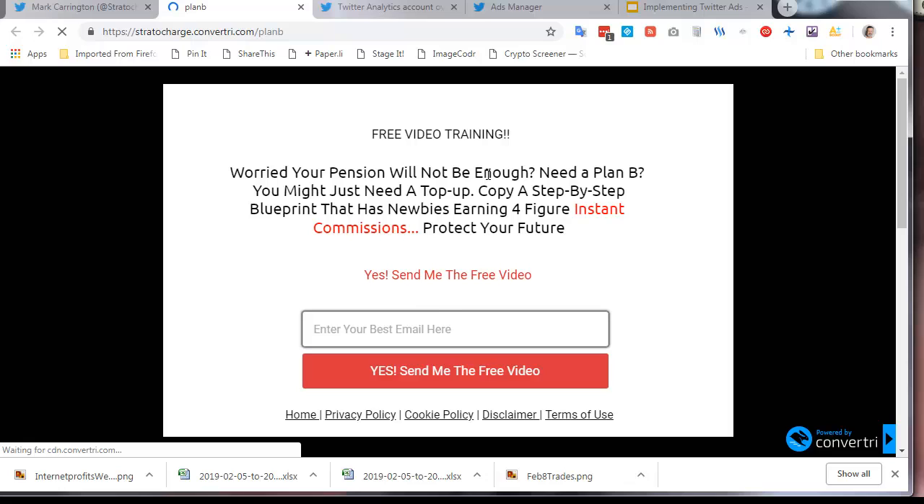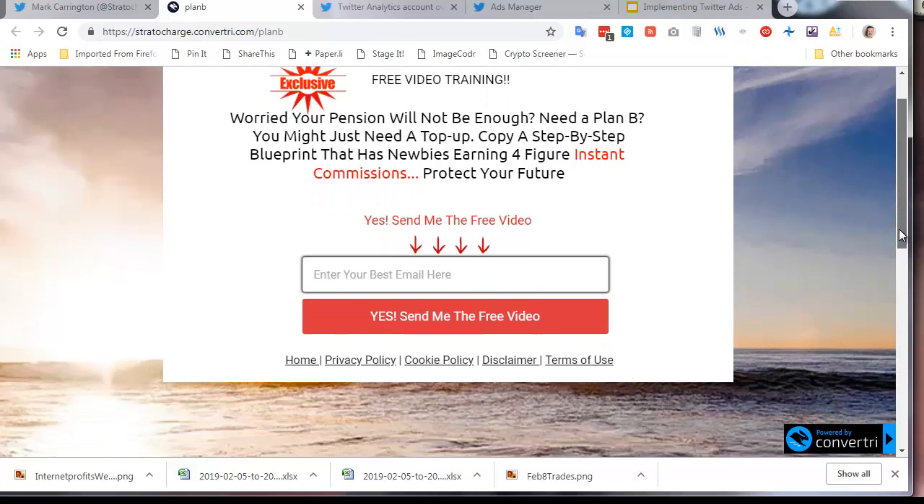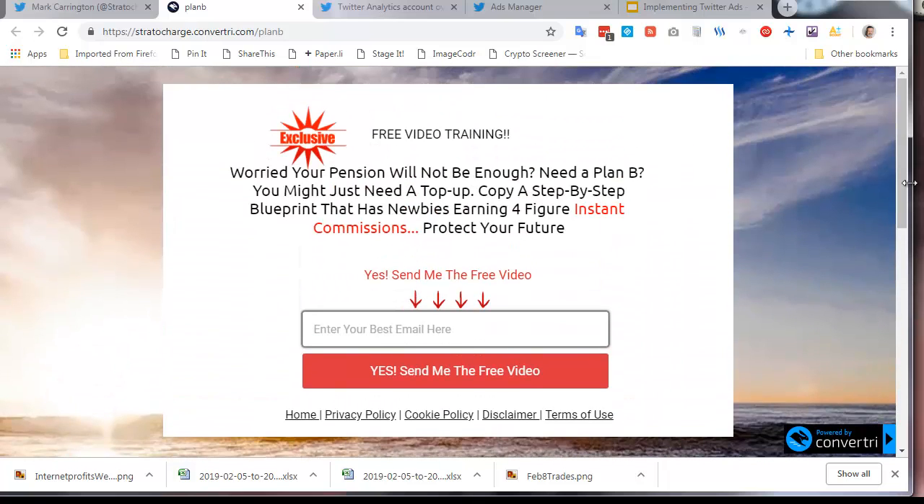And there's the link. And I'm going to click the landing page to show what the landing page actually looks like. So it's a very simple landing page. It says, worried your pension will not be enough? Need a plan B? You might just need to top up. Copy a step-by-step blueprint that has newbies earning 4-figure instant commissions. Protect your future. Yes, send me the free video into the email. And it's got a picture of the beach. There's nothing underneath here. That's it.